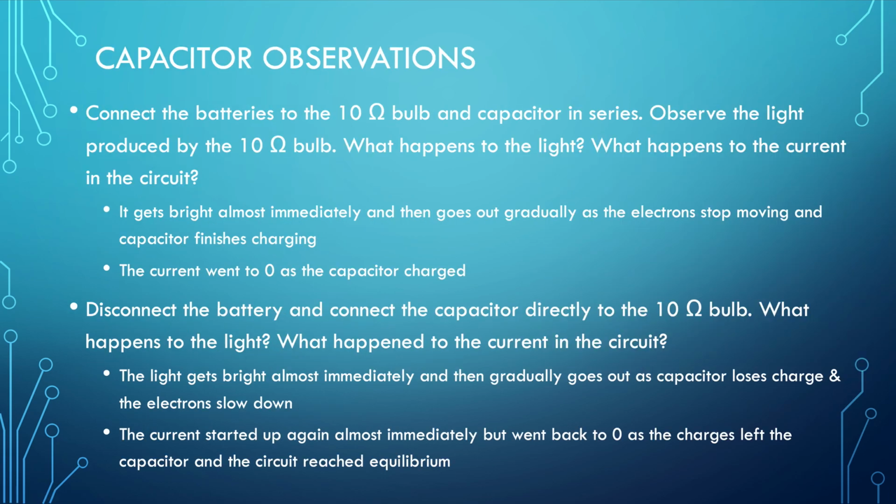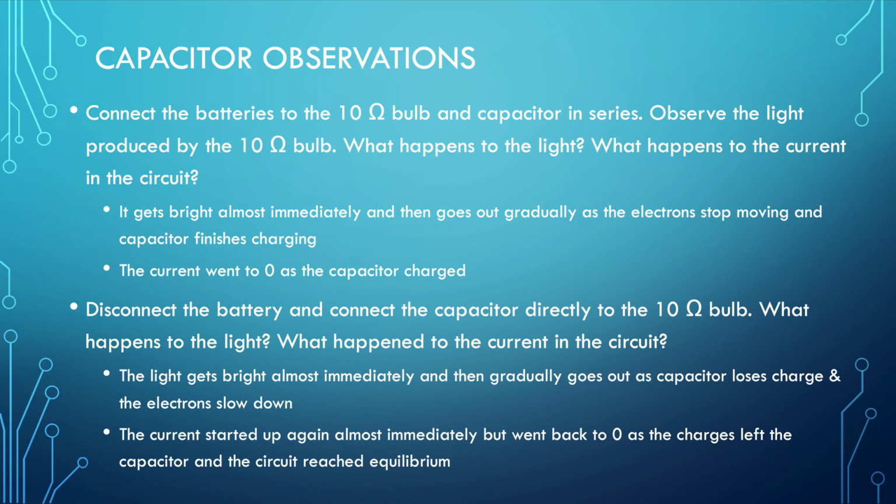Next, we made some observations about capacitors. What we did is we set up a series with one battery, a light bulb, and a capacitor, and then we observed how the light changed. When we first started it, the light got bright almost immediately, and then it went out gradually as the electrons stopped moving and the capacitor finished charging. This is because the current went to 0 as the capacitor charged. So when the capacitor was fully charged, the current was 0.